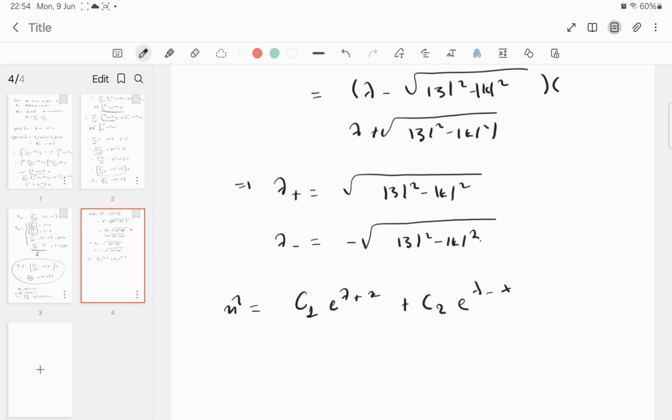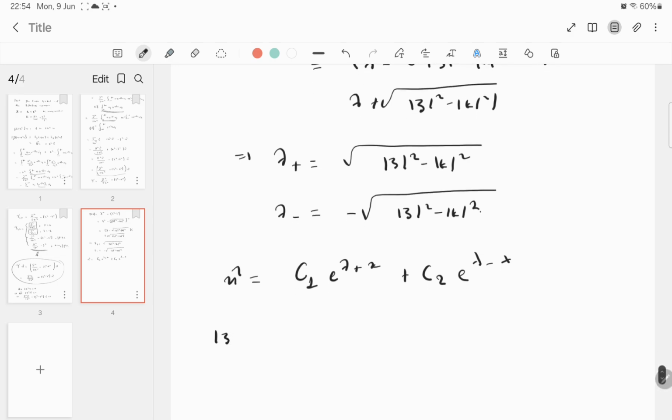So if xi is bigger than k, then this quantity is going to be a real number. So I have this solution, u hat equals c1 e to the lambda plus x plus c2 e to the lambda minus x.